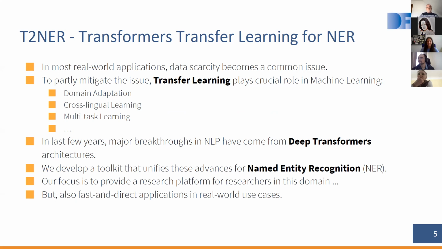Also, I think you are at least aware of the fact that in the last few years, a major breakthrough in NLP has come from the so-called transformers, or deep transformer architectures. BERT, for example, is a prominent example of it. Our goal was to make this available to named entity recognition, as a kind of unified toolkit that would combine a lot of the advances that have been achieved in that area and provide this for named entity recognition research, especially in the context of transfer learning. Our focus is on providing a research platform for researchers in this domain that can also be used in real-world use cases. Okay, next slide.